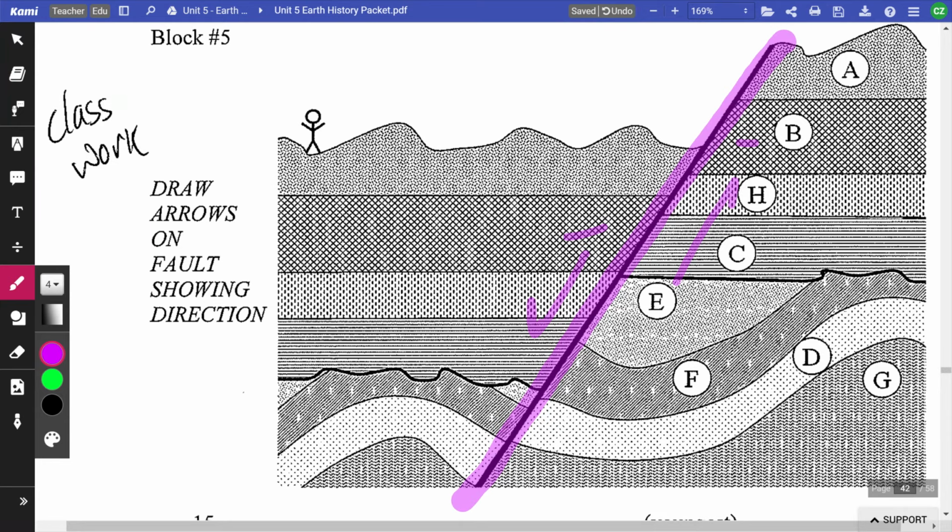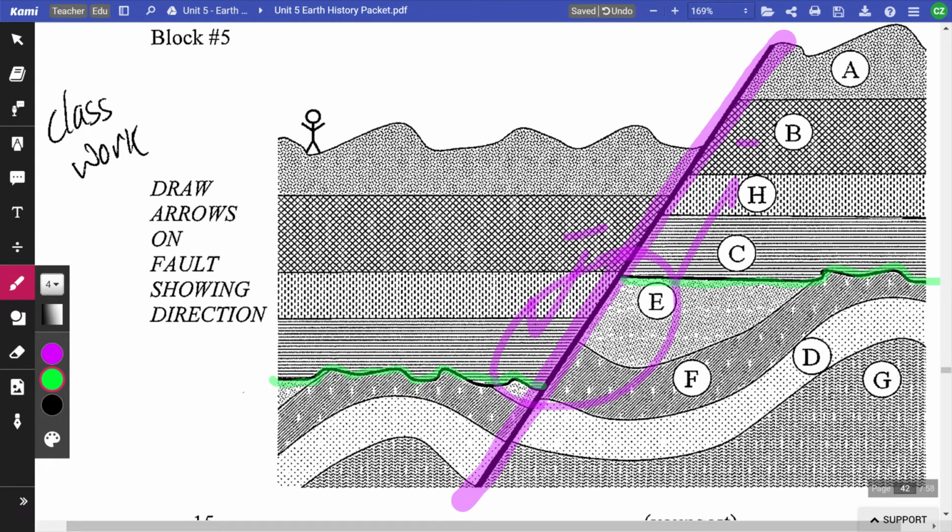Notice that that fault cuts through that dark line. Okay, so what is this dark line? This dark line represents an unconformity of some type. And look at that. It has been cut by the fault, which tells me that fault probably came after it. And it looks like that fault goes through every layer. So it seems that the fault might have come last.